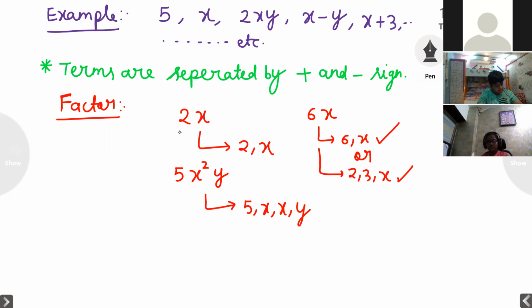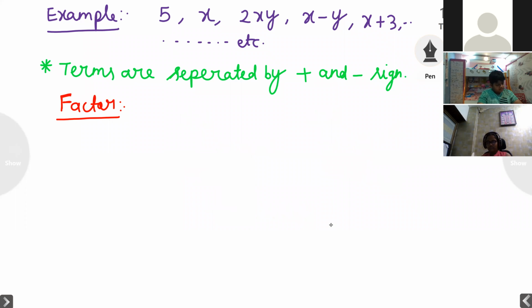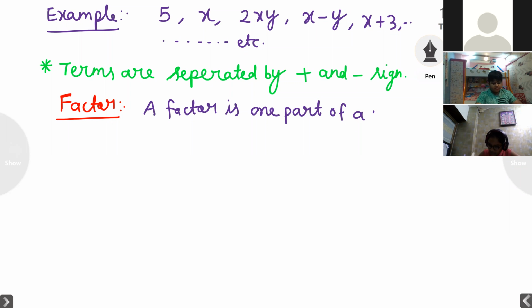Now write down this concept. Factor: a factor is one part of the product. Example.